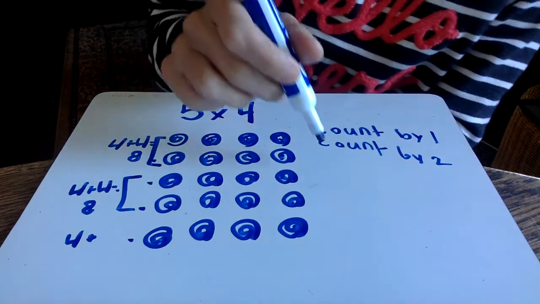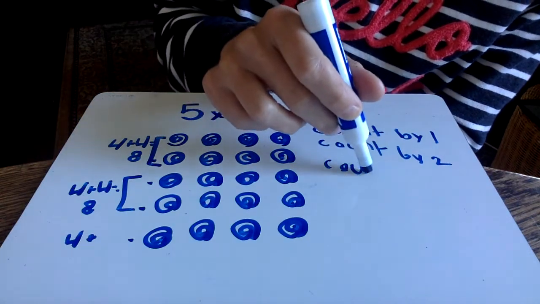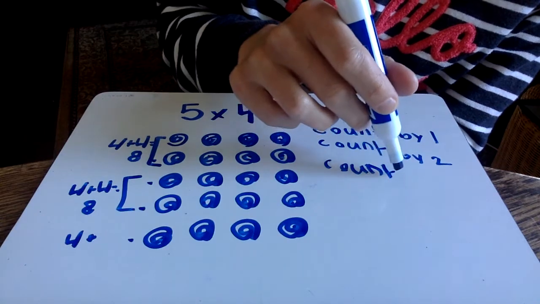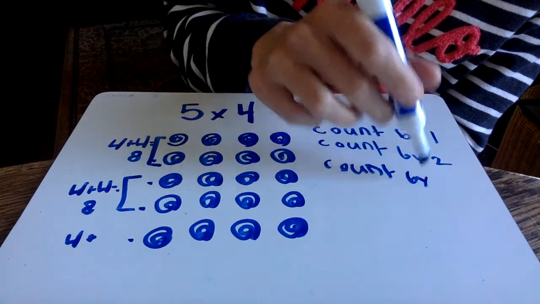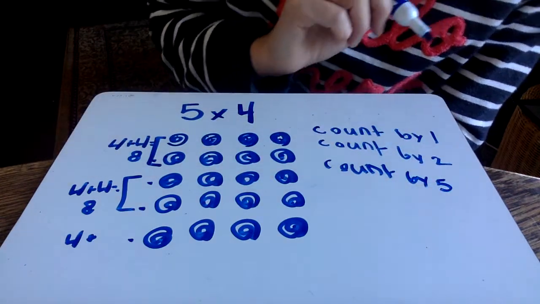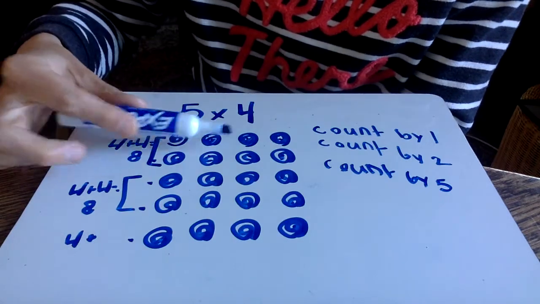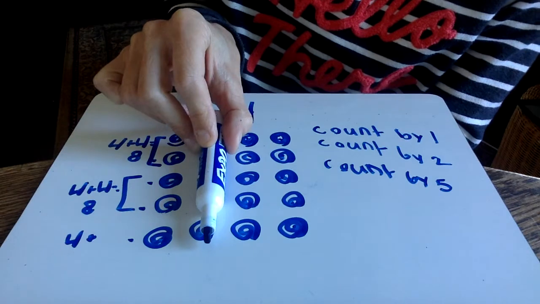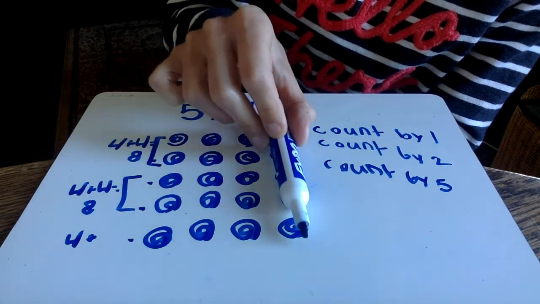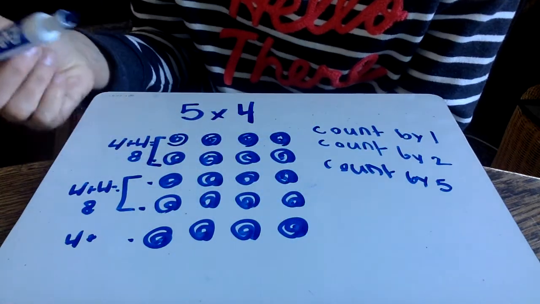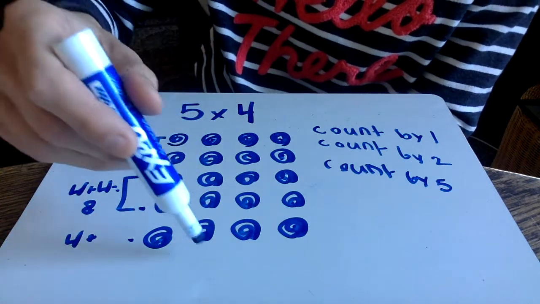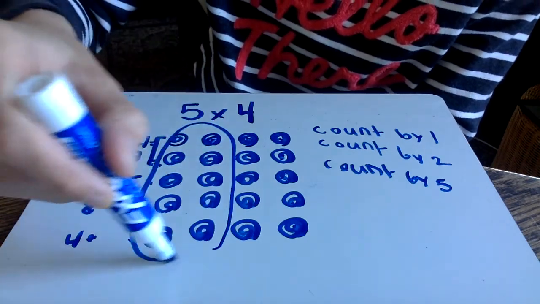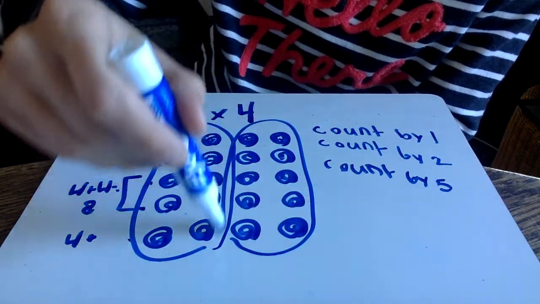Would you count, oopsies, by 5? Counting by 5. So instead of going across this way, could you go down this way? 5, 10, 15, 20. Could you look at this and go this way, and look at it as a group this way?